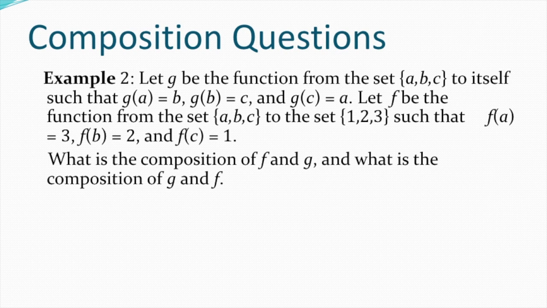Anyway, we will continue with G composition F, and here we are looking for G of F of X. We will start by saying G of F of A, G of F of B, and G of F of C. Now, how much is G of F of A? F of A, how much, guys? It is 3. And G of F of B is 2.